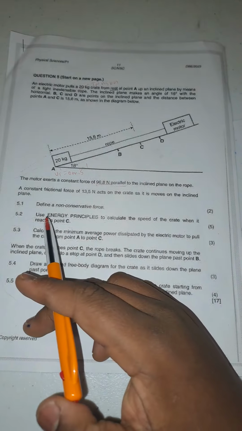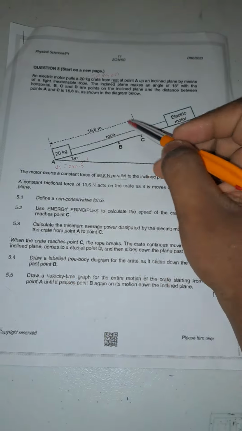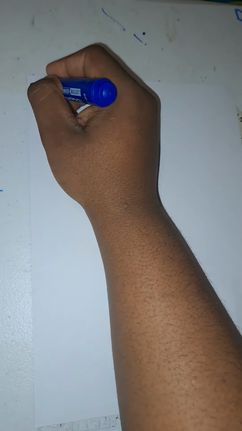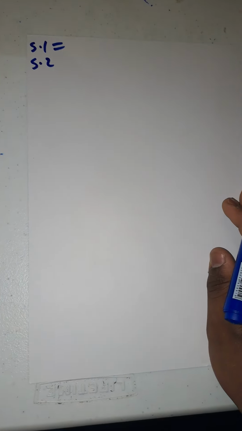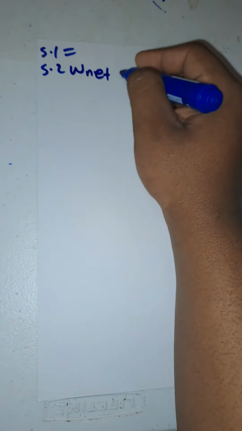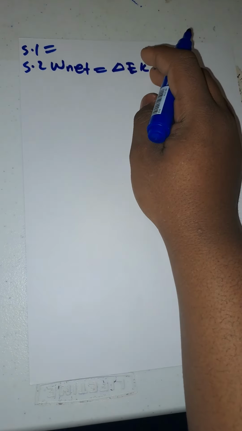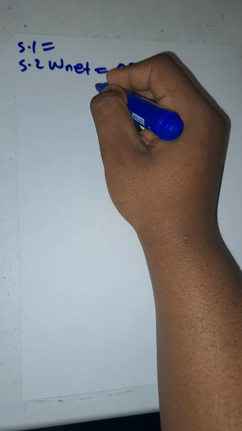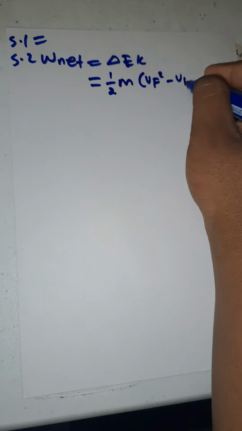So now 5.2. Use energy principles to calculate the speed of the crate when it reaches point C here. Okay, so now check how I'm going to do it. I have 5.1 done. 5.2 now. I would advise you to always use this one. W net is equal to delta EK, whereby my delta EK is the change, final minus initial. So I'm just going to simplify it: half m (Vf squared minus Vi squared).